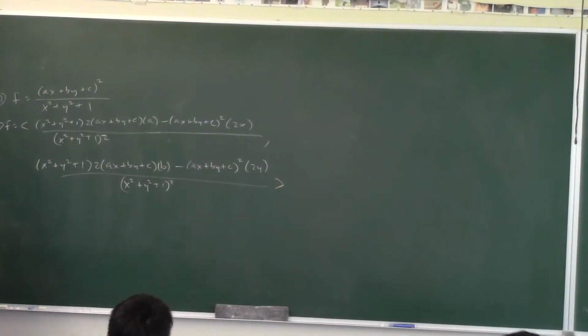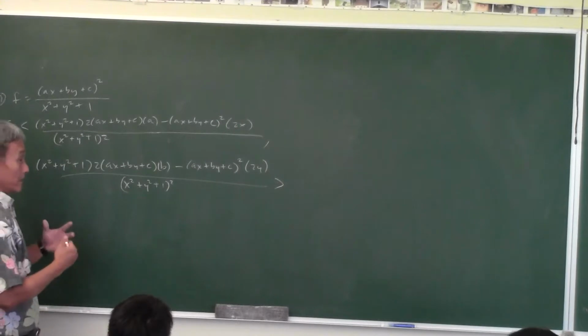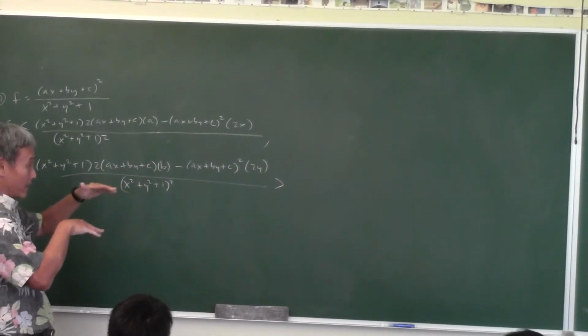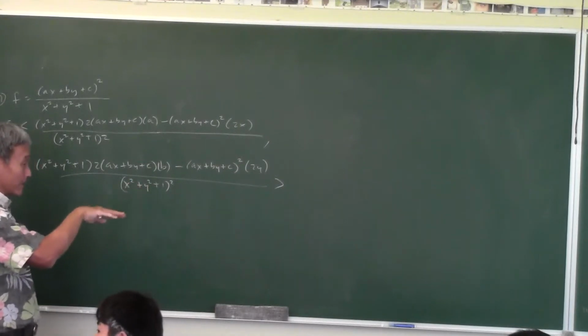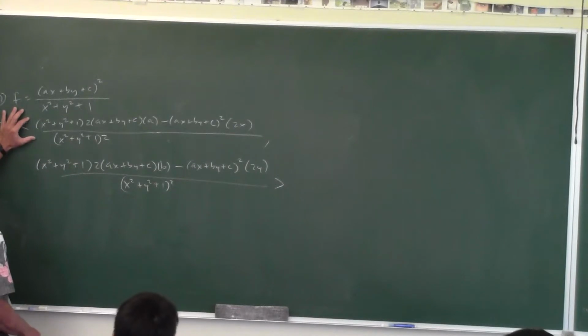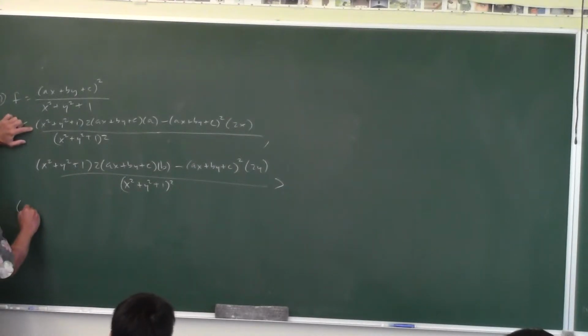Do you need to set them equal to 0? Yes, that's how you start. In order to have a max or a min, the x and y components of the gradient have to be 0, so the tangent plane is parallel to the xy plane. Let's just take some shortcuts here.